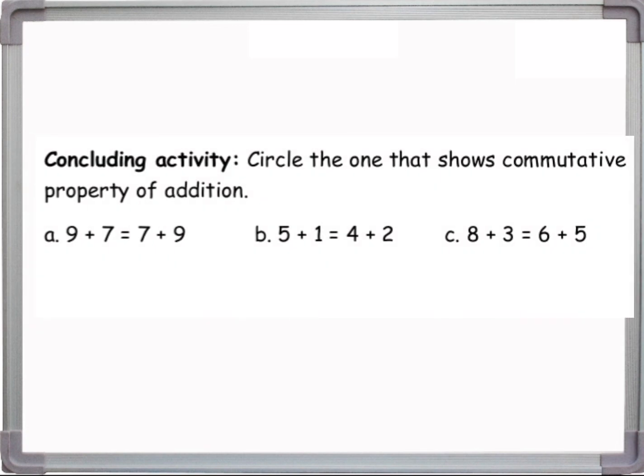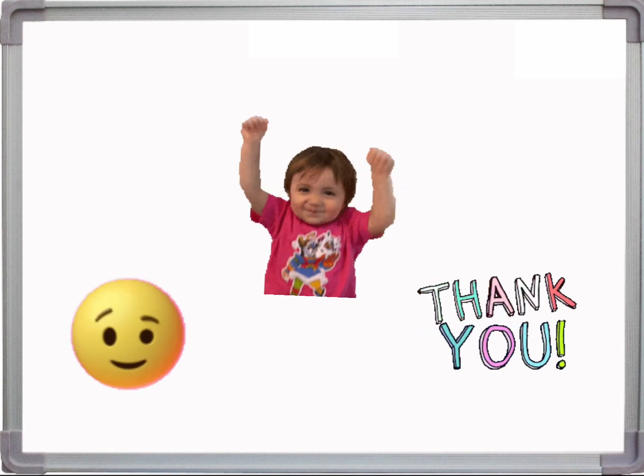For the concluding activity, you're going to circle the one that shows commutative property of addition. So we have A, 9 plus 7 equals 7 plus 9. We have B, 5 plus 1 equals 4 plus 2. And we have C, 8 plus 3 equals 6 plus 5. So circle the one that shows commutative property of addition. And this is math for today.